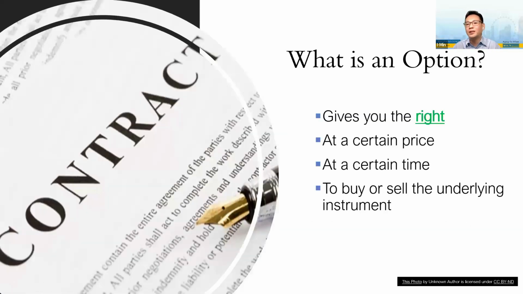So basic options is a contract between two parties. There's a buyer and seller. For the option buyer, you have the right, at a certain price and at a certain time, to buy or sell the underlying instrument. So an option is actually a derivative product. By itself, there's no value. The value is derived from an underlying instrument, which in this case is stocks.